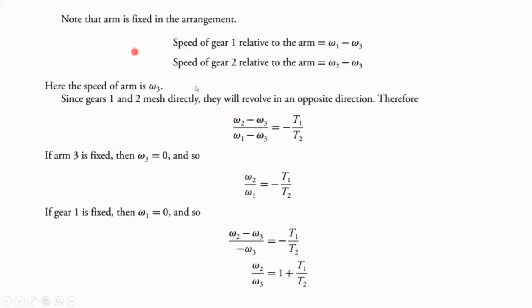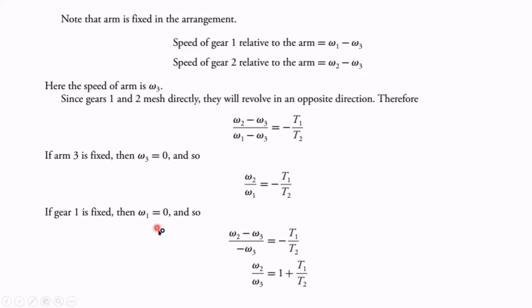If the arm is fixed, this is the formula: (omega 2 minus omega 3) by (omega 1 minus omega 3) is equal to minus T1 by T2. Here omega 3 is the velocity of the arm, omega 1 is the velocity of gear 1 and omega 2 is the velocity of gear 2. If the arm is fixed, the velocity of the arm is 0, so omega 3 is 0. Then the velocity ratio depends on the teeth on gear 1 and gear 2. If you consider the velocity of the arm, then the velocity ratio depends on the teeth and the velocity of the arm. These are the formulas.